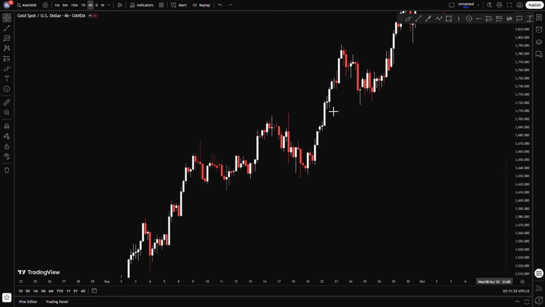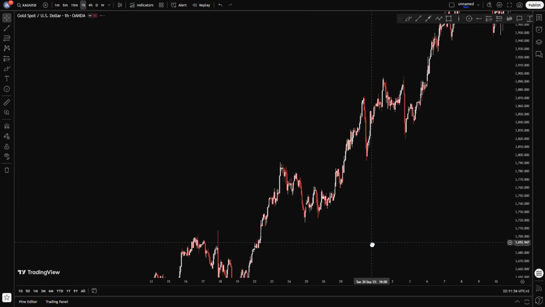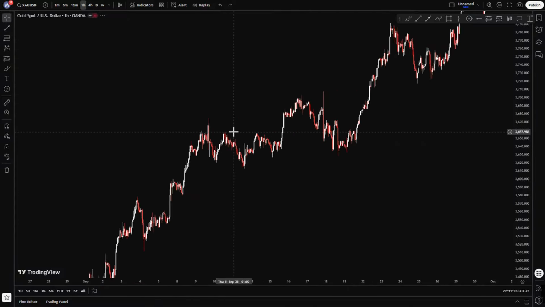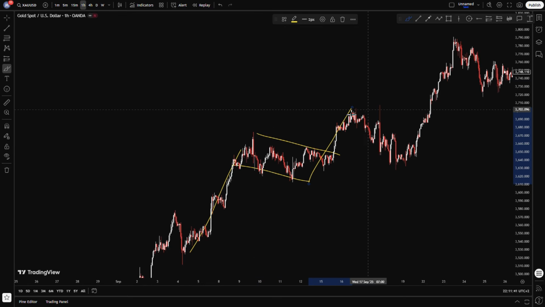So now let's take a look at this. Actually, let's go on the 1-hour time frame. Okay, so now this is on the 1-hour time frame. So we can see there was a bullish move to the upside, and then we have this really nice correction movement and another bullish, and then correction.